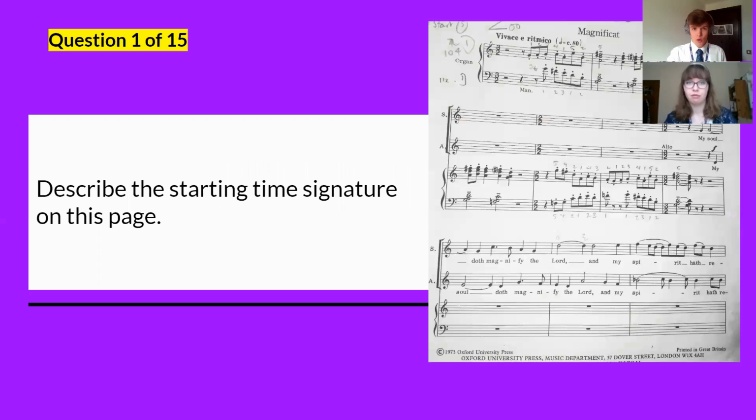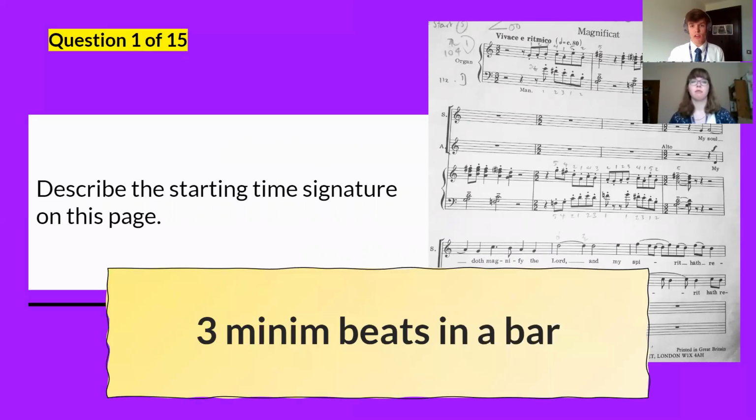So, question number 1, describe the starting time signature on this page. It is 3-2, so it's 3 minim beats in a bar. Don't be put off by the fact that the time signature changes throughout the page. All you need to put here is the one that it starts as.